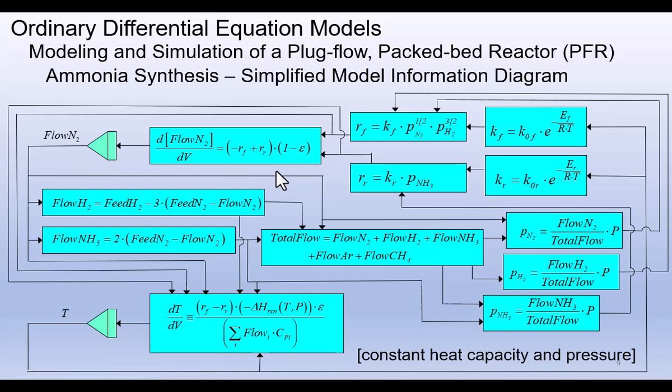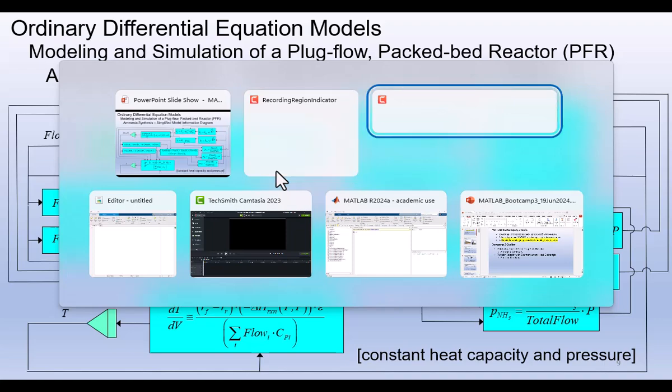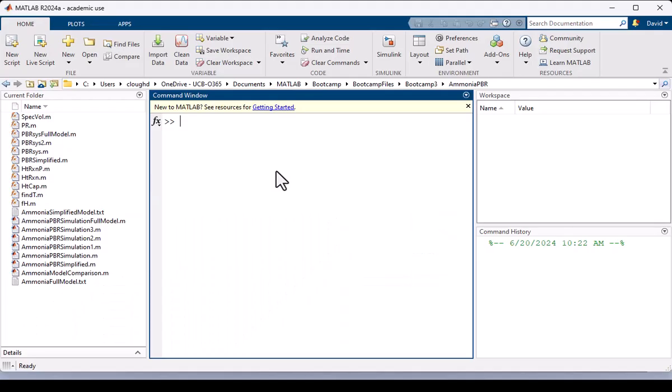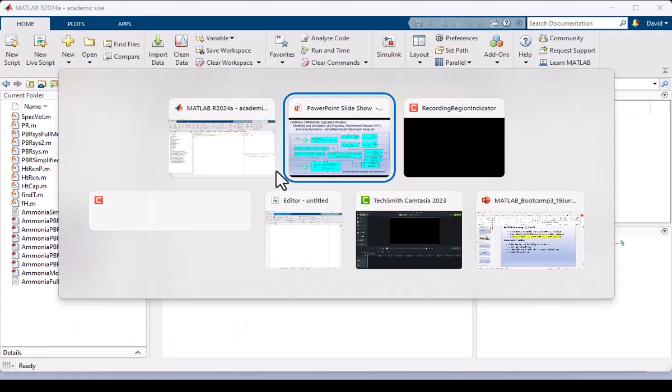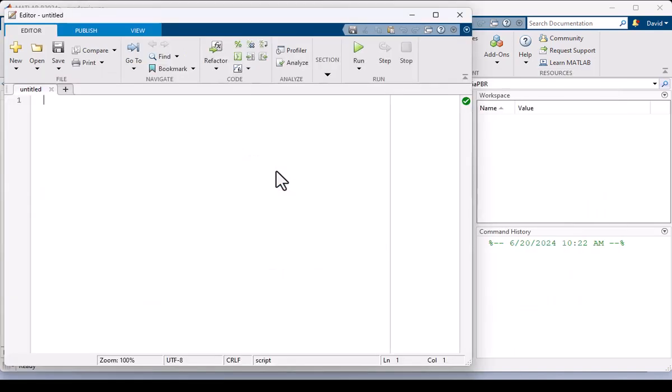So what we want to do is see how we take all of this and put it together into a model using MATLAB. So I'm going to pop over to MATLAB's editor now. First, let me come to MATLAB here, and then bring up the editor on top of the command window so we can see the workspace. And I'm going to open a file that is called Ammonia PBR Simplified.